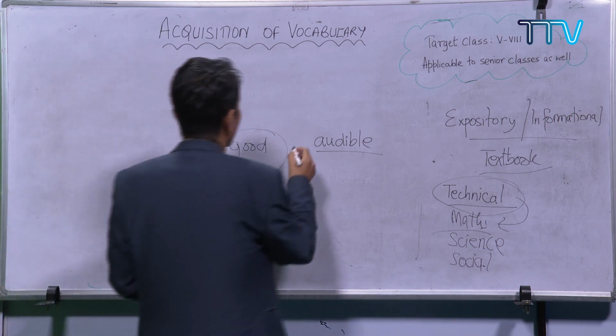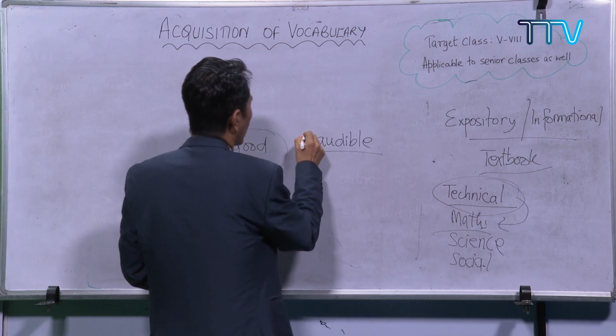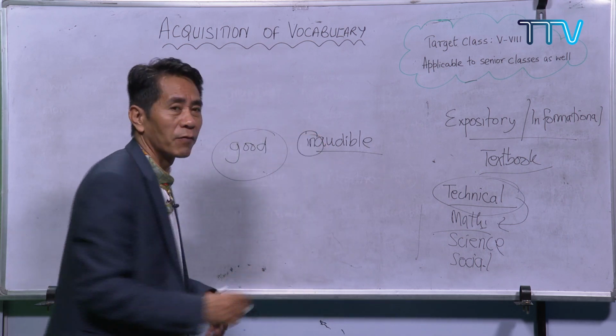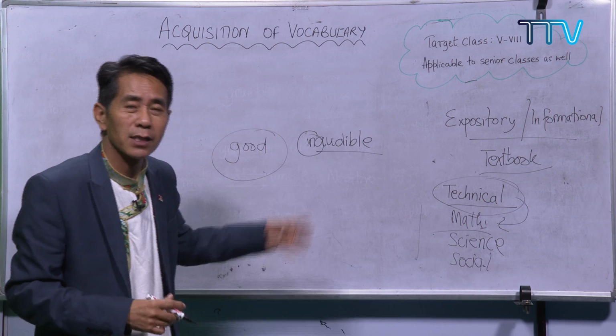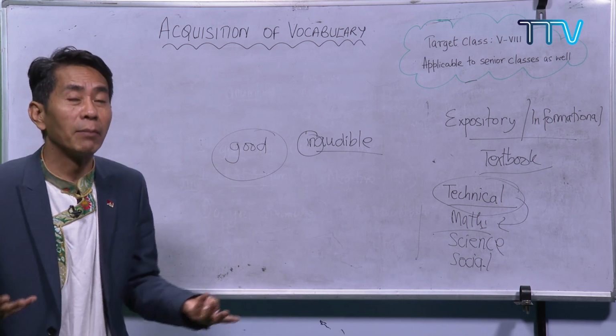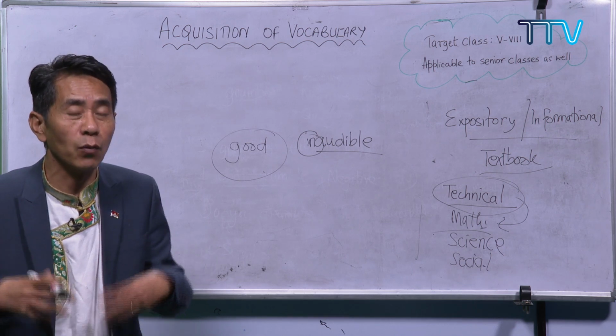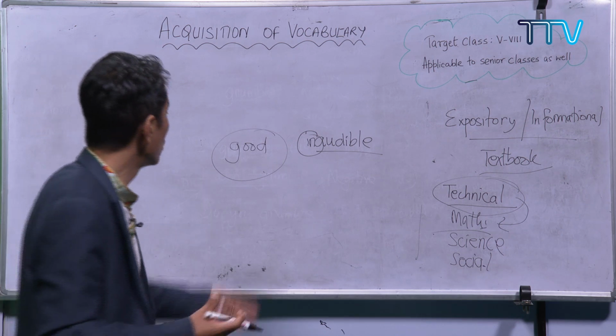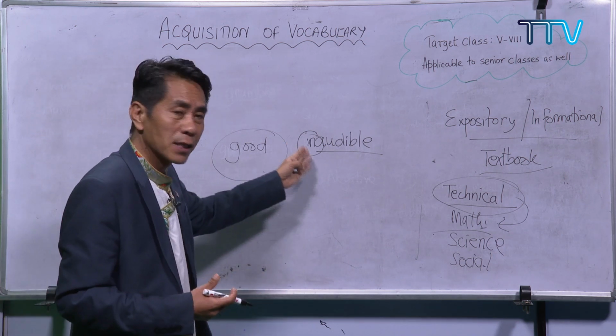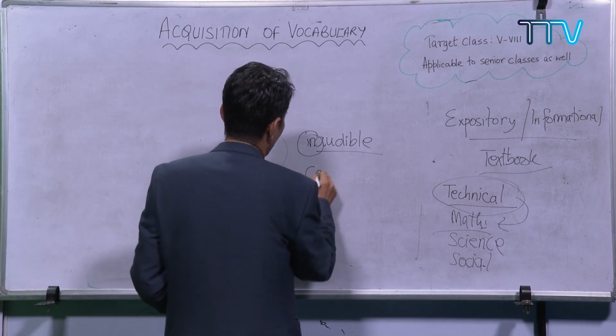So in that sense, audible, inaudible, for example. So this is a prefix. Now this is how you learn. This is how you expand your vocabulary. If you know one word, you just try to get the word which is the opposite of that, by using a prefix.